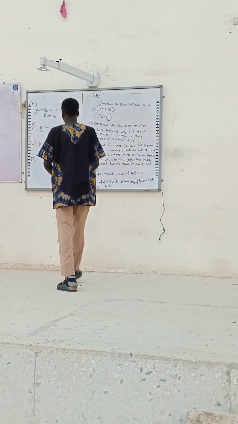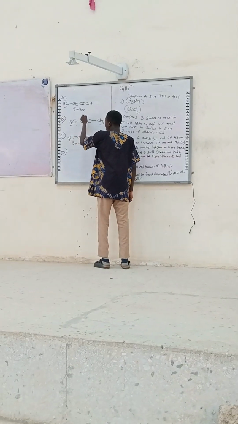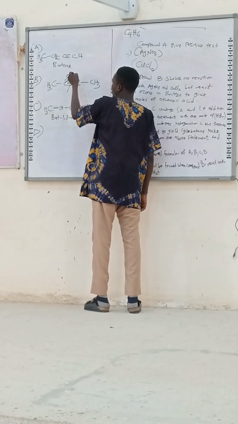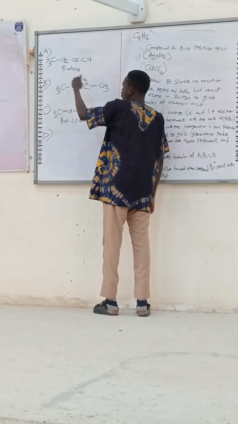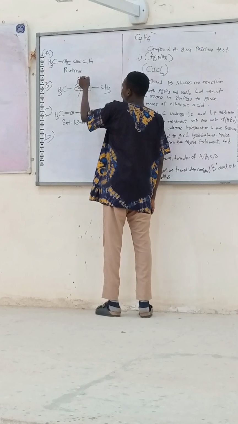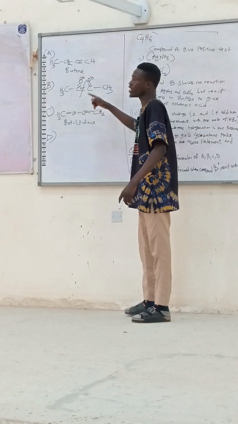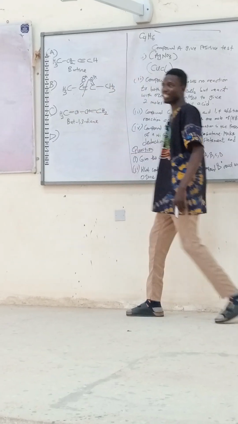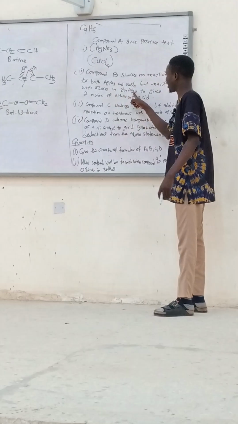So if ozonolysis happens here, the ozone will break this bond. Oxygen will be here, oxygen will be here. That's C=O. Then OH will join each of them, so that it becomes COOH. That will be ethanoic acid, ethanoic acid. That's why they have given you ethanoic acid.